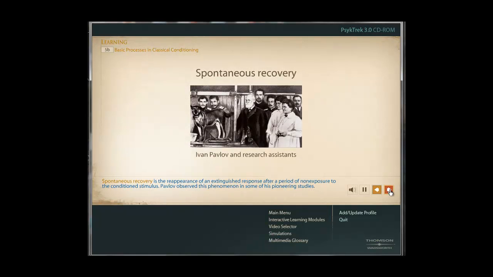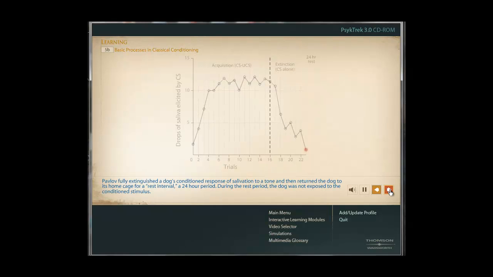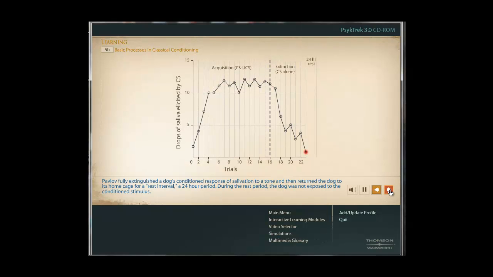Spontaneous recovery is the reappearance of an extinguished response after a period of non-exposure to the conditioned stimulus. Pavlov observed this phenomenon in some of his pioneering studies. Pavlov fully extinguished a dog's conditioned response of salivation to a tone, and then returned the dog to its home cage for a rest interval, a 24-hour period. During the rest period, the dog was not exposed to the conditioned stimulus.